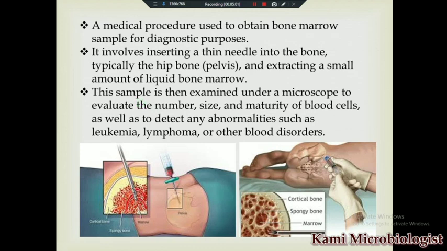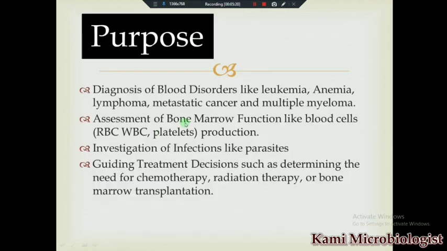Moreover, this liquid portion of the bone marrow should be examined. We will make the smear on the slide, and then we will examine it under the microscope, and we'll see the number, size, and maturity of all the blood cells. We will also check for abnormalities of the blood cells, like leukemia, lymphoma, or other blood disorders.